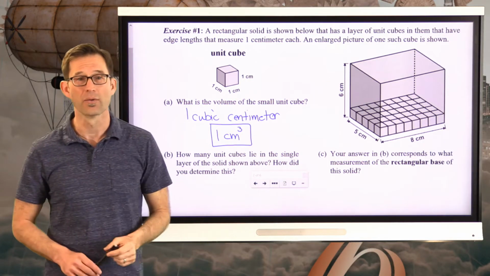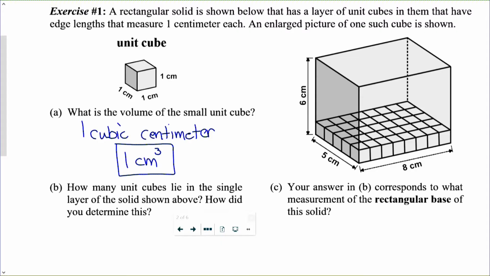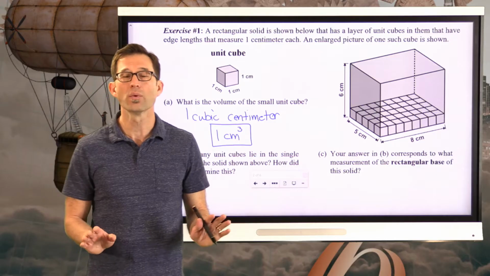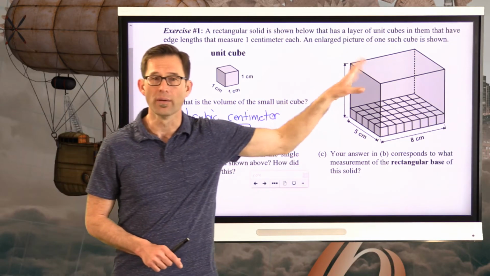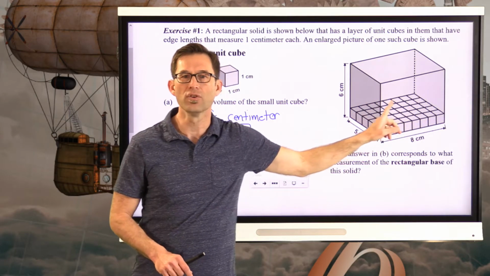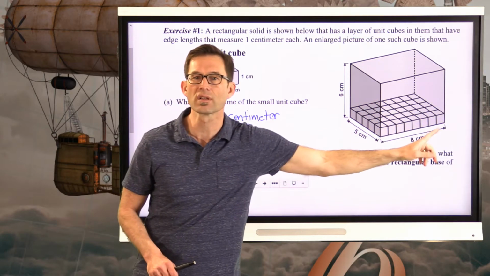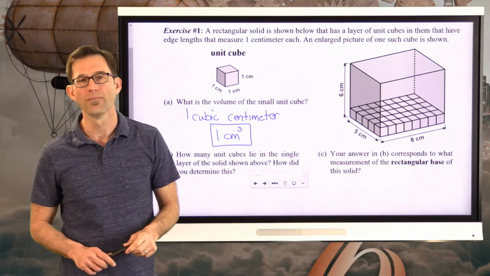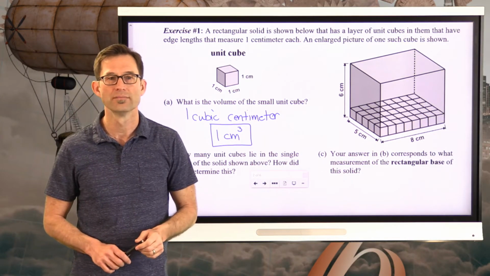So let's take a look at letter B. How many unit cubes lie in the single layer of the solid shown above? How did you determine this? All right, so in other words, I don't want you to worry about the volume within this right rectangular prism. I just want you to tell me how many cubes are sitting in this first layer. Pause the video now and see if you can figure that out.